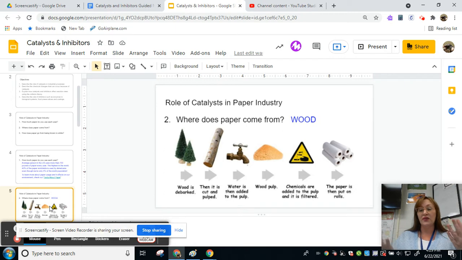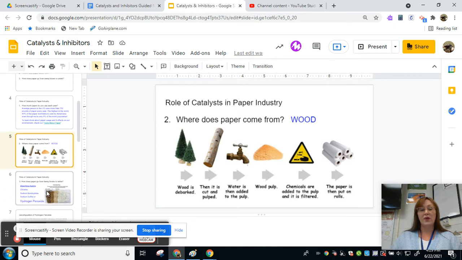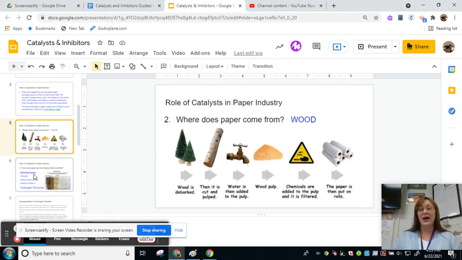Of course, you have to log the trees. You have to debark them. You have to send them to a paper mill where the trees are cut and turned into pulp, which is kind of like mush, like sawdust kind of pulp. Water has to be added, and then they have to introduce chemicals to bleach out the color. And we're going to talk about that in a second. And then last, they have to dry out the pulp in big sheets, form it into rolls, and then cut it into whatever product or paper supplies that you're going to buy.